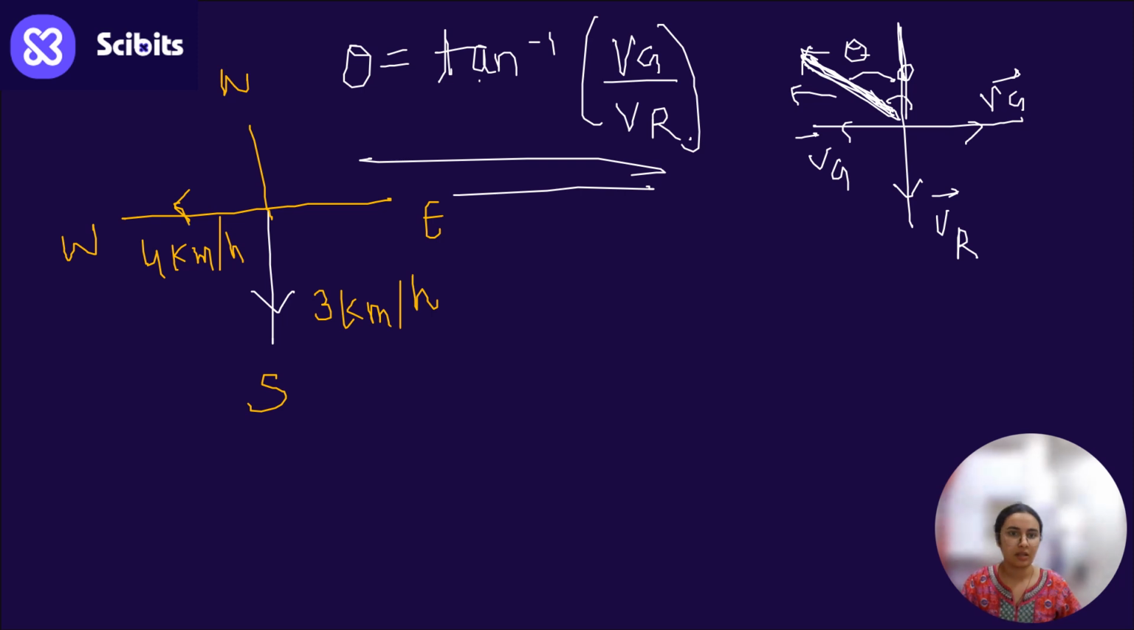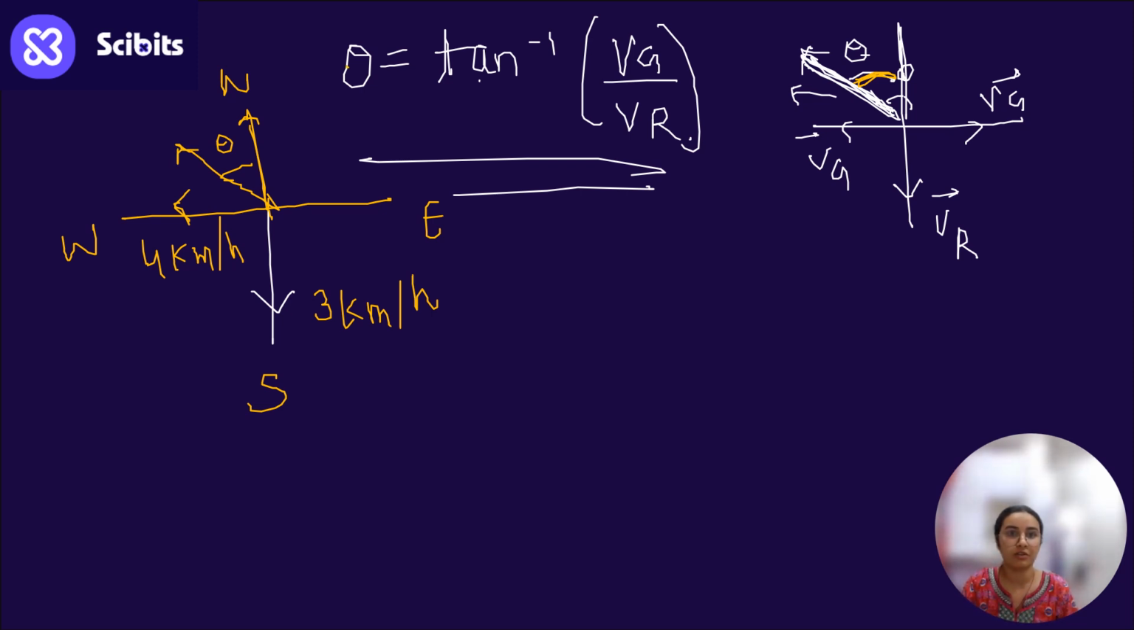Now, a boy walking due west at 4 km per hour opens up his umbrella to protect himself from rain. At what angle should he point his umbrella? What should be the angle between the umbrella and this north direction? So we have to find this.